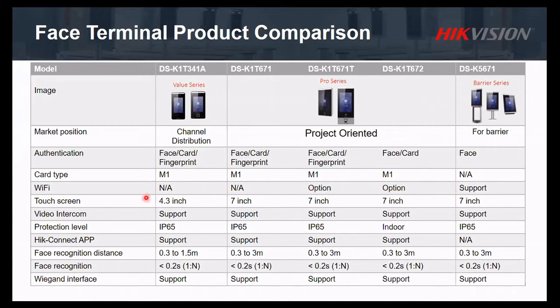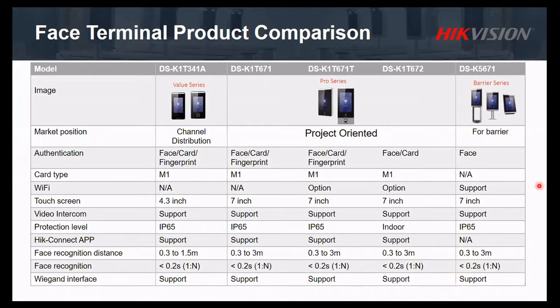Touch screens throughout, so the 4.3 inch, you can see this device is quite small as well. IP65, although we have this one that's IP, it's meant for indoor purposes. HikConnect app supported for all of those. And then obviously face recognition distance. So from 0.3 meters all the way up to 1.5 on that one there, up to 3 meters over here. And then face recognition, you can see throughout the whole system in less than 0.2 seconds. Wiegand interface also supported throughout, so that means you can integrate it with a third-party access controller.